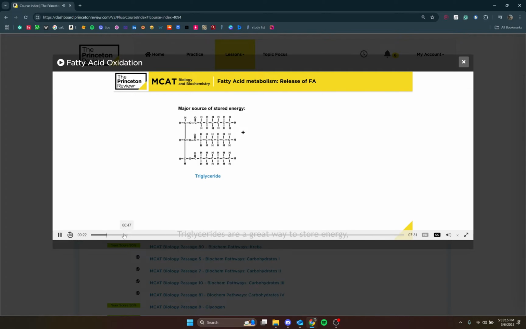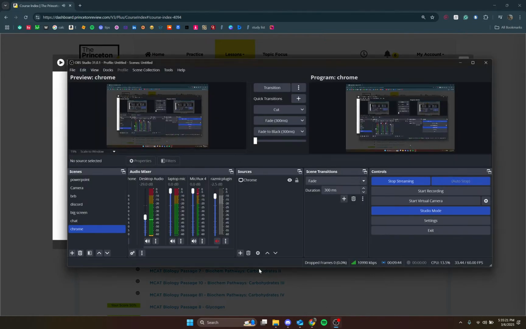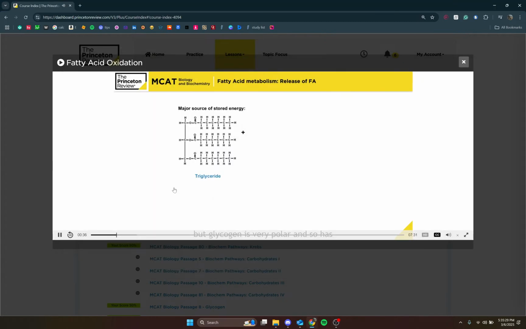Triglycerides are a great way to store energy because, being very nonpolar, they don't come with a lot of surrounding water molecules. This is not the case with, say, glycogen. Glycogen is another energy storage molecule, but glycogen is very polar and so has a lot of associated water molecules with it. Triglycerides are a much more efficient way to store energy because they don't come with that water.